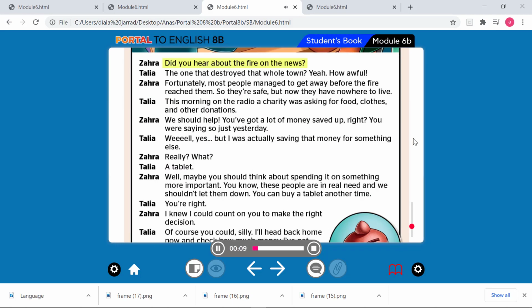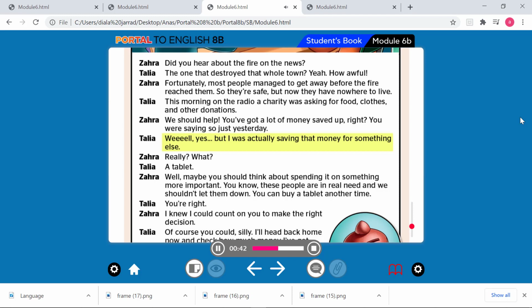Did you hear about the fire on the news? The one that destroyed that whole town? Yeah, how awful. Fortunately, most people managed to get away before the fire reached them, so they're safe, but now they have nowhere to live. This morning on the radio, a charity was asking for food, clothes and other donations. We should help. You've got a lot of money saved up, right? You were saying so just yesterday.